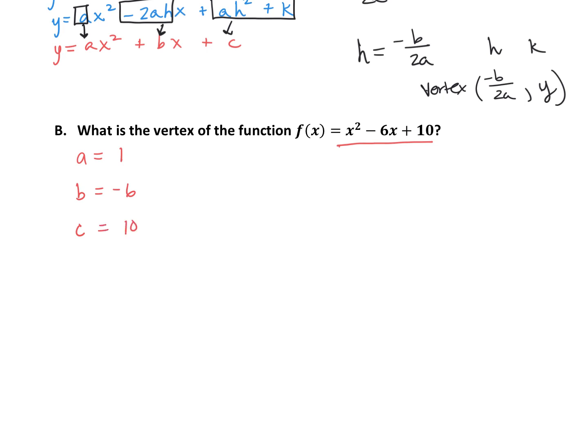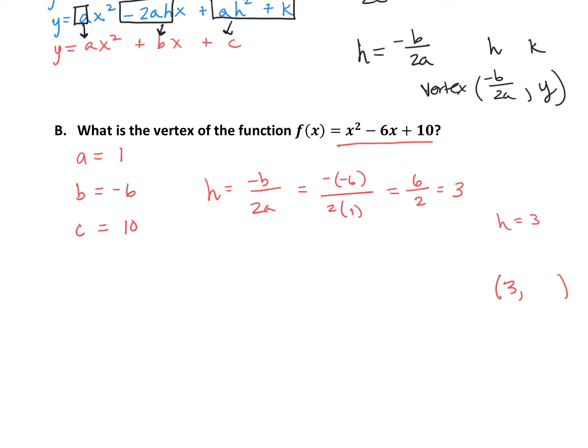We just figured out that to find the vertex, our h value is equal to negative b over 2 times a. So let's plug in those values. We just said b is a negative 6, so we're going to have negative 6 over 2 times our a value, which is 1. Negative 6 turns positive, 2 times 1 is 2, and we're figuring out that the h value of vertex form is a 3. So h is equal to 3, and h is the x value of our vertex. So we just found half of our vertex.